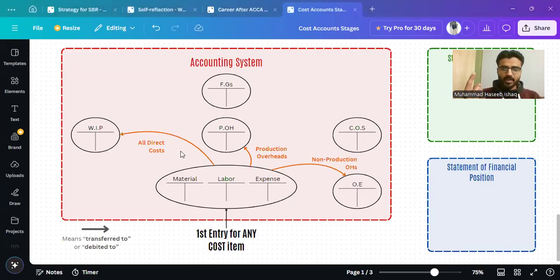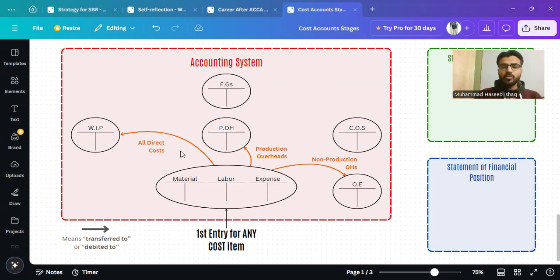In the first stage of maintaining the cost accounts, the first entry for any cost item is done in any one of these three types of accounts: material, labor, or expense. So this was the first stage. Every cost item must go through one of these accounts.